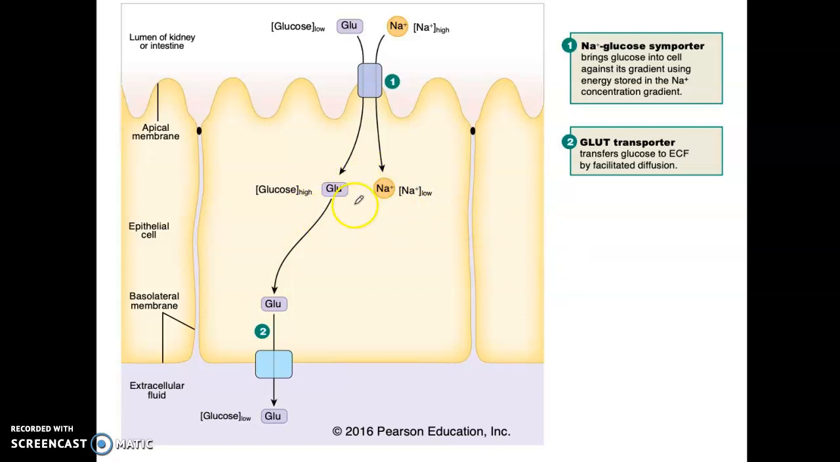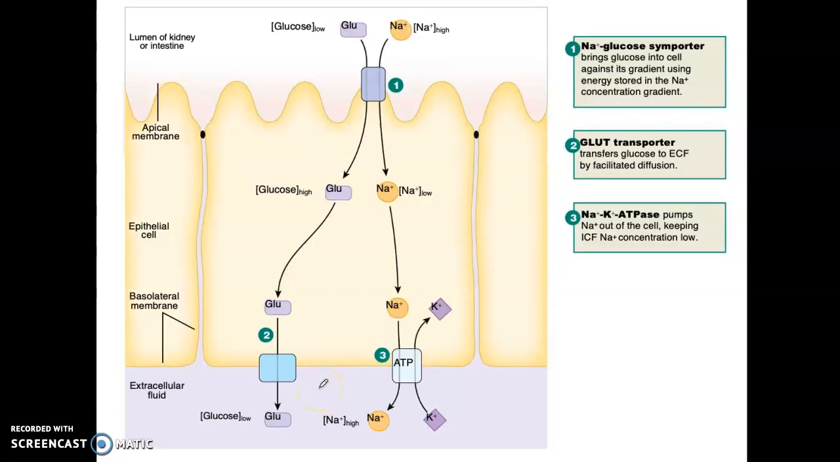This GLUT transporter transfers that glucose to the extracellular fluid by facilitated diffusion. So I'm going to have another protein here that's going to now transport. Normally, it's going to be from high concentration in the cell to a lower concentration in the interstitial fluid. So now it's easy. I'm going from high to low across with a transporter, with a protein. That's fine. I've got my glucose where I wanted it to be, and it can go into circulation.